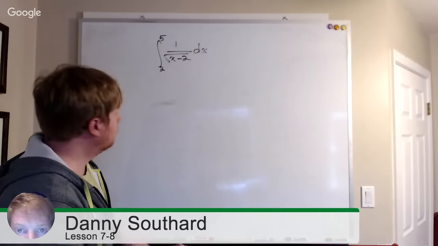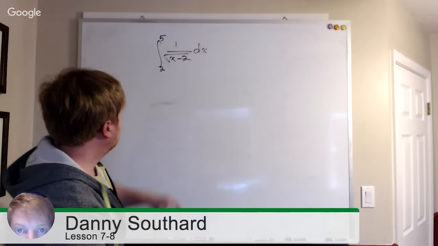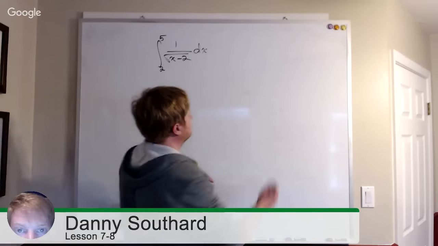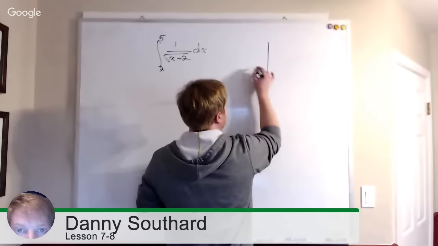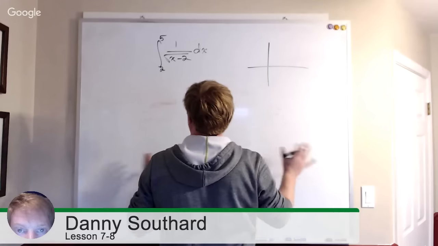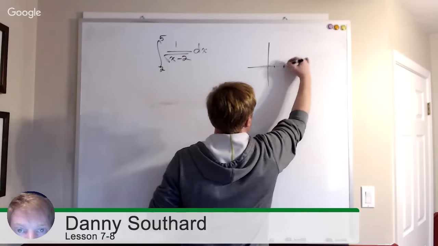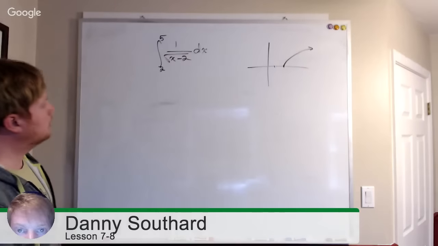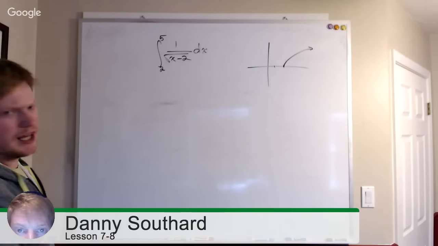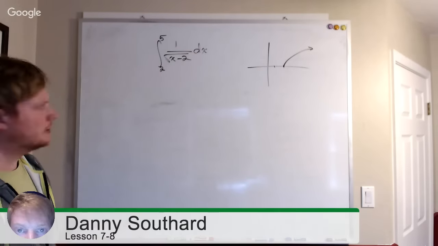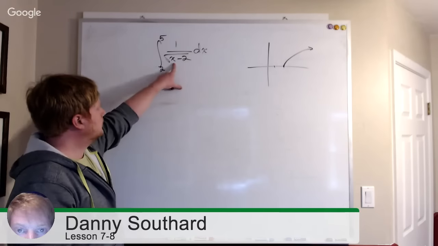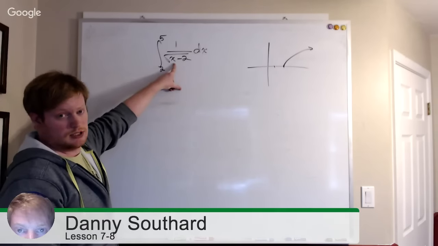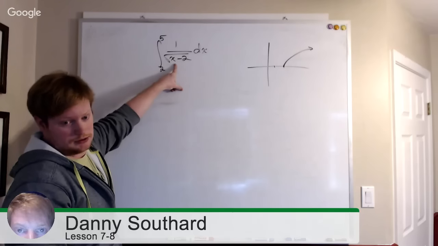So we do need to know what this looks like, and that's going to look something like this. Okay. And now how do I know that? How do I know that that's what it's going to look like? Well, x can't be anything less than 2. Has to be 2 or greater, right?